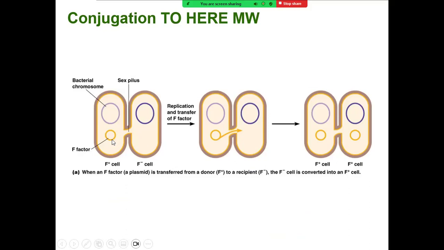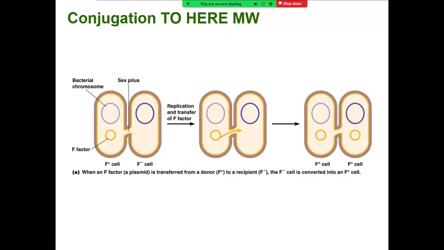And what happens is the F plasmid can replicate, make a copy of itself, and then send a copy across the sex pilus into the F minus cell. That F minus cell now has the F plasmid. The F plasmid codes for this cell to grow a sex pilus, and then this F minus cell will become an F plus cell. It'll go out and skewer an F minus cell and then transfer a plasmid, the F plasmid, into that F minus cell.